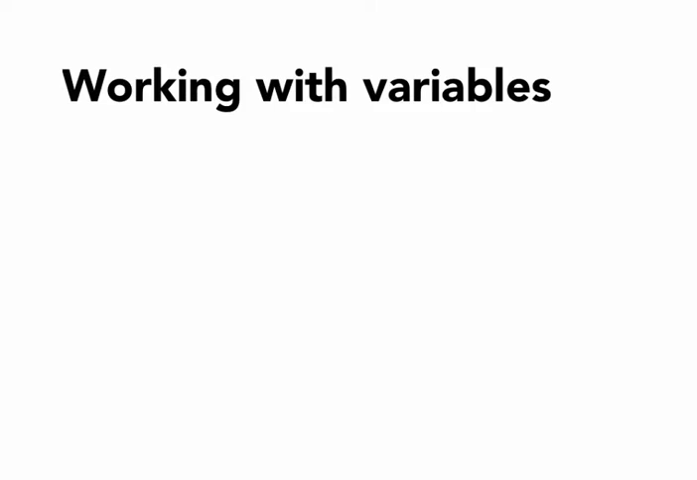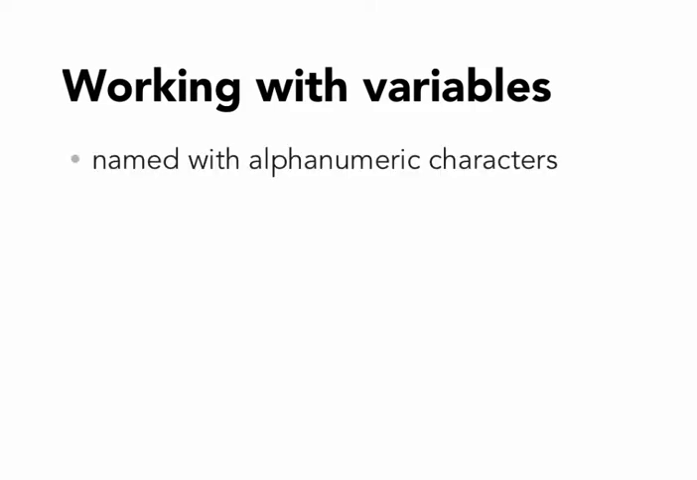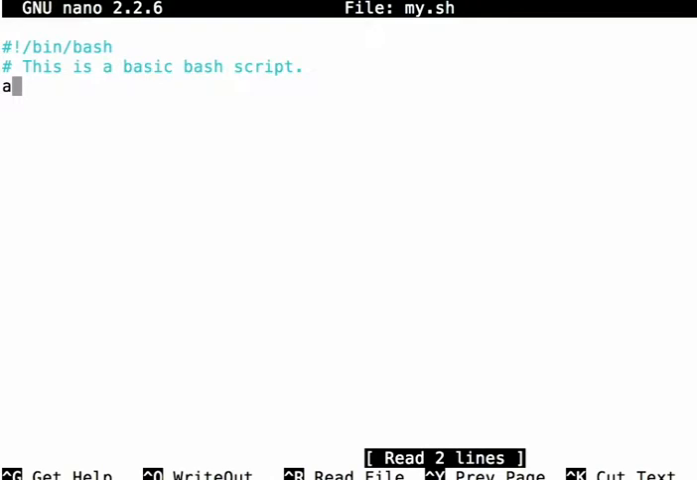As with any language, you'll probably find yourself needing to work with variables in your scripts. They're named with a sequence of alphanumeric characters, and the names must start with a letter. To declare a variable, I'll type its name directly followed with an equal sign, directly followed with a value. Note that there's no spaces. If you put spaces around the equal sign, you'll get an error when you run the script.